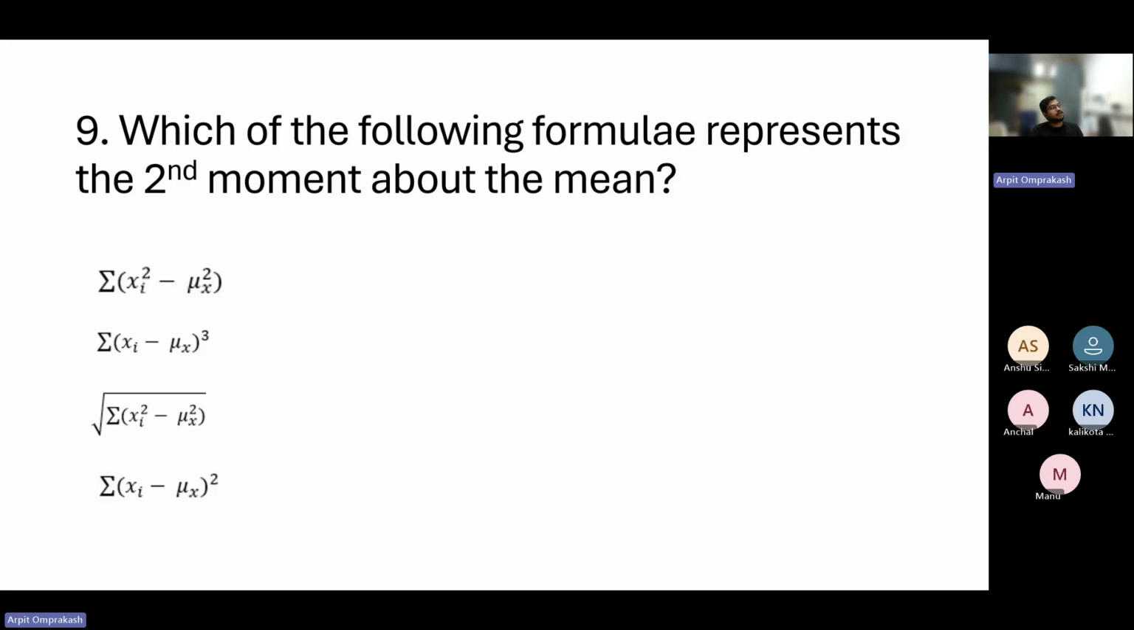And the question is, which of the following formulae represents the second moment about the mean? So when we say a moment, basically Mr is given as summation x to the r divided by n. So this is a moment of data. When we talk about the second moment, we are talking about M2, which is summation x square by n. So this is the second moment.